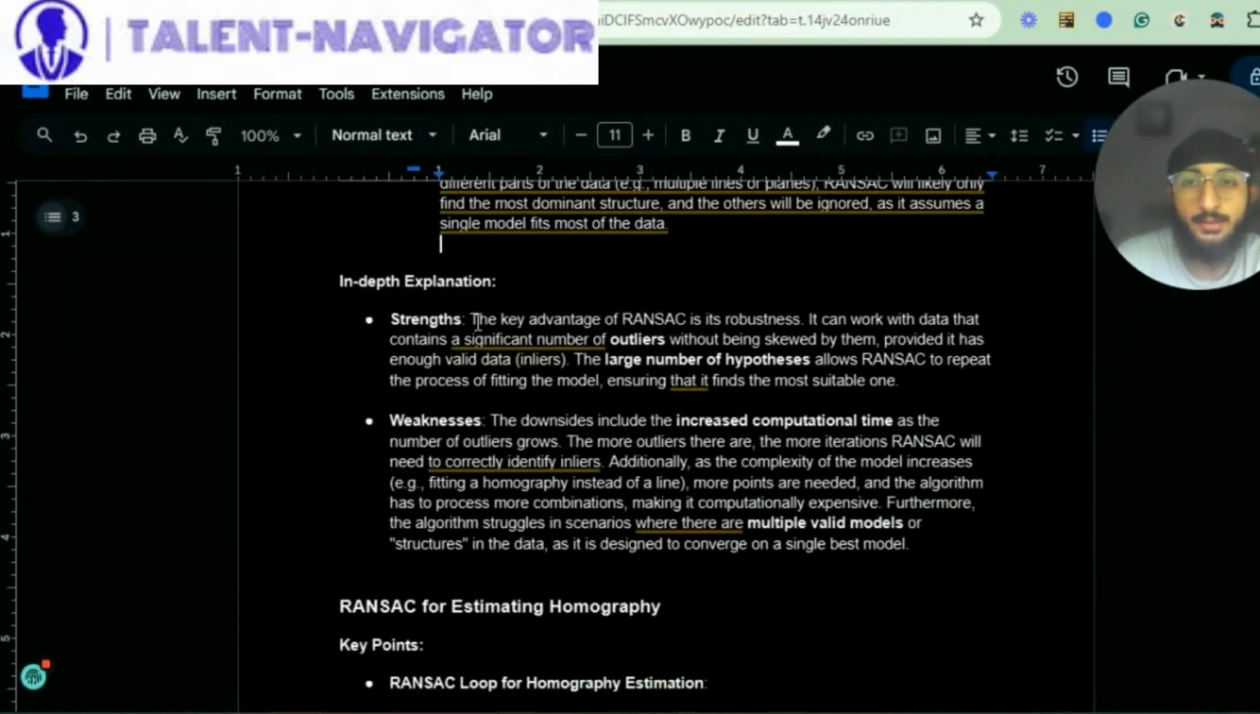So again, repeating these points, strengths. The key advantage is its robustness. It can work with data that contains a significant number of outliers without being skewed by them, provided it has enough valid data inliers. Large number of hypotheses allows RANSAC to repeat the process of fitting the model, ensuring that it finds the most suitable one.